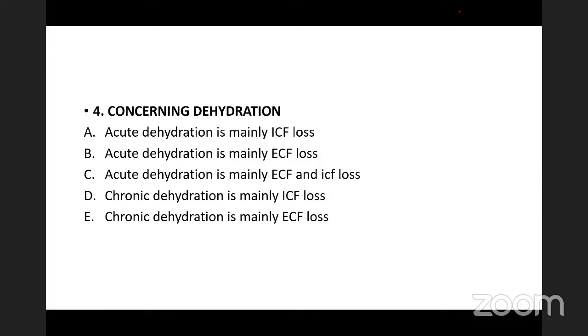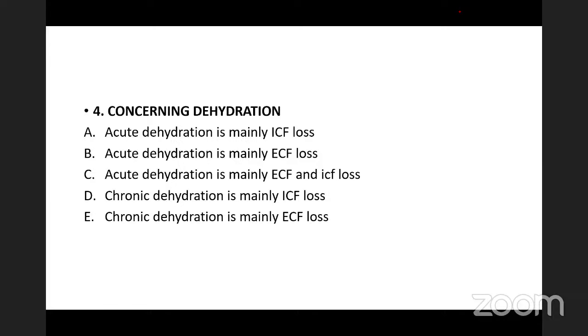So let's go back to this option now. Let's look at the options. We said acute dehydration is mainly ICF loss. That is false, because we said acute dehydration is mainly an extracellular fluid loss. So A is false. Okay. B says acute dehydration is mainly ECF loss. So B is correct. Okay.